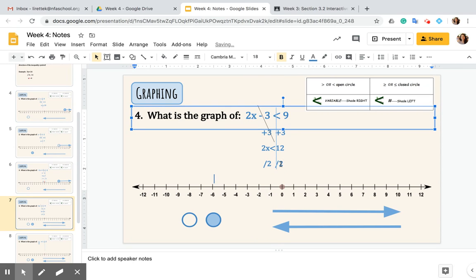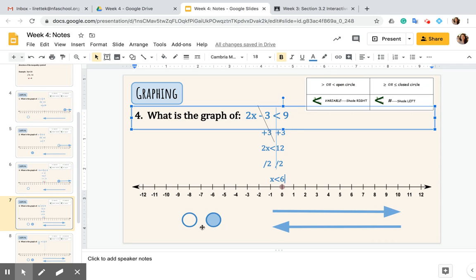And then I'm left with x is less than 12 divided by 2, which is 6. Notice how I didn't have to flip my symbol this time. That's because when I divided here, it was by a positive. You only flip the symbol when you multiply or divide by a negative.